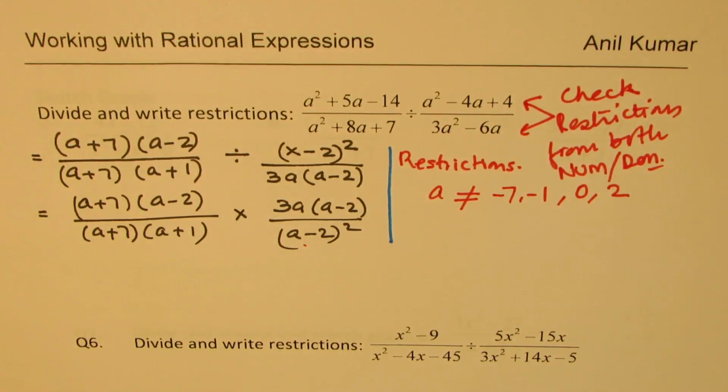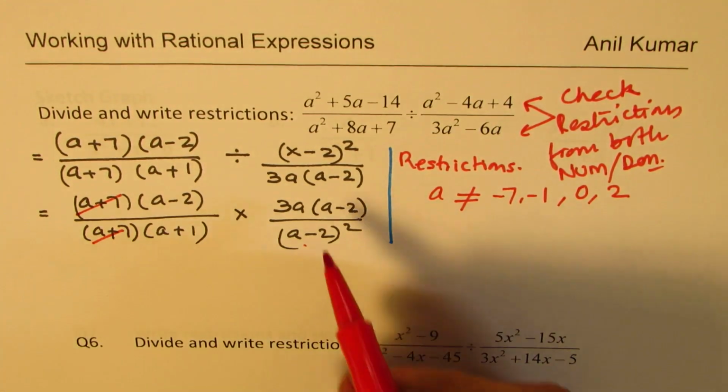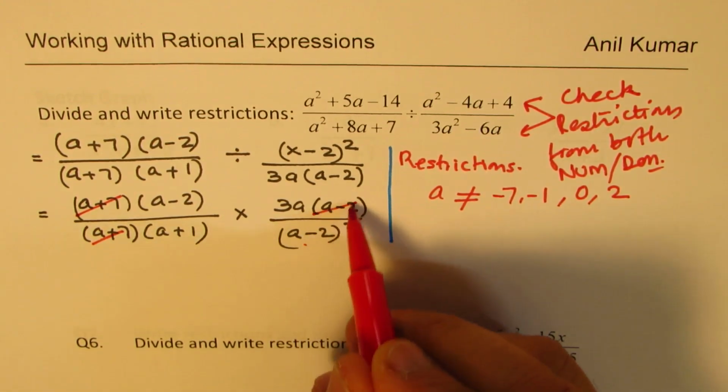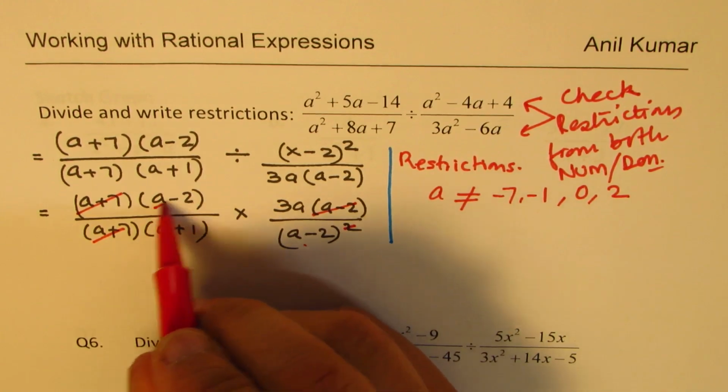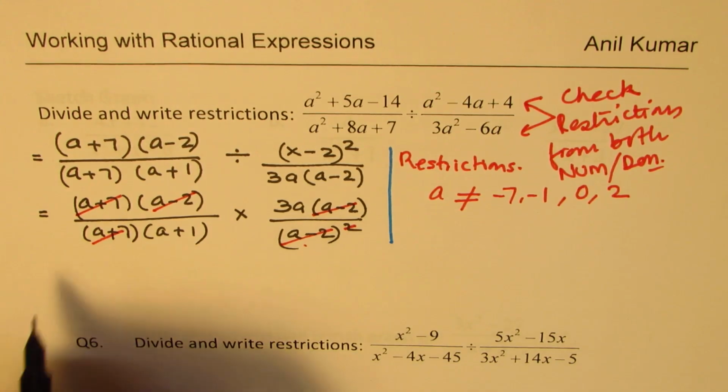Now we'll cancel and simplify, okay? So what all can be cancelled? We can cancel this, and then from here we have a minus 2 which cancels one time, and then from here also it cancels. Do you see that? So we could cancel from any numerator position to any denominator position.